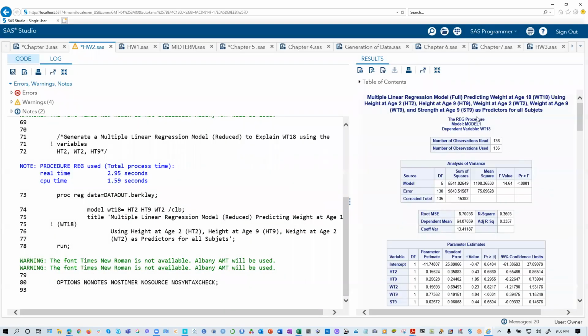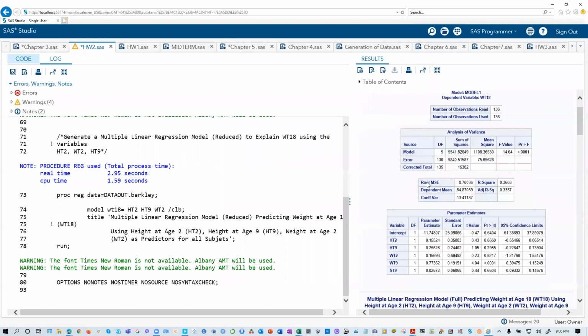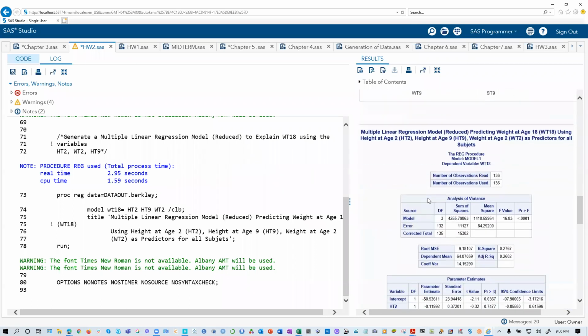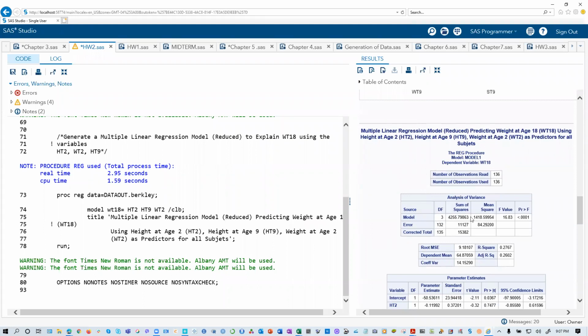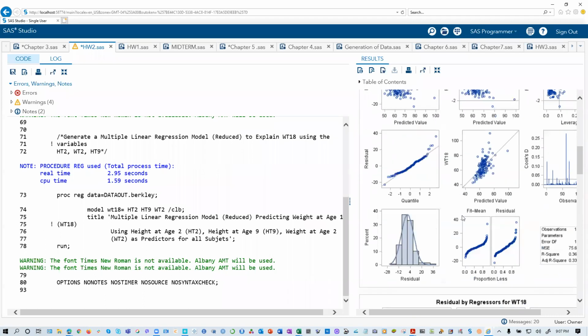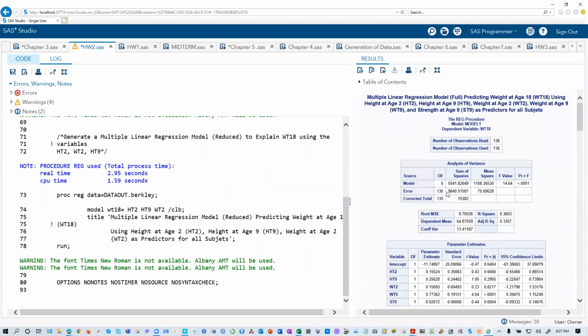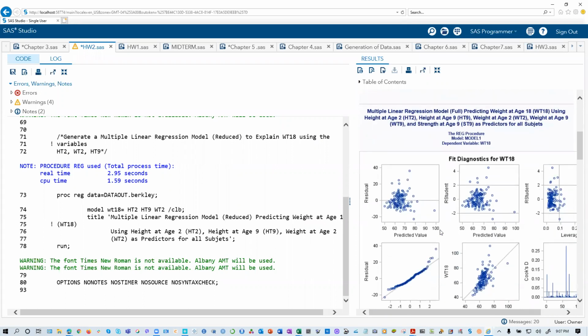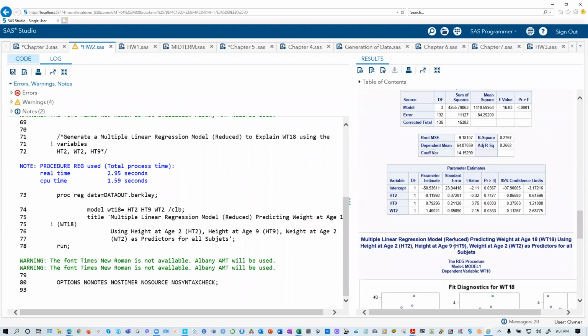So this is for the full model. This is for the reduced model. So I'm talking about this one, see? Sum of squared error, see? For the reduced model, 11,127, this one. 9,840, forget about the decimals, see? So you're going to plug into this formula. You can remember this one.